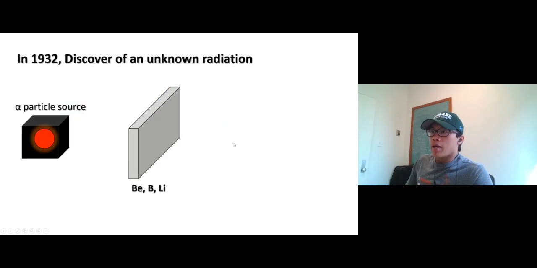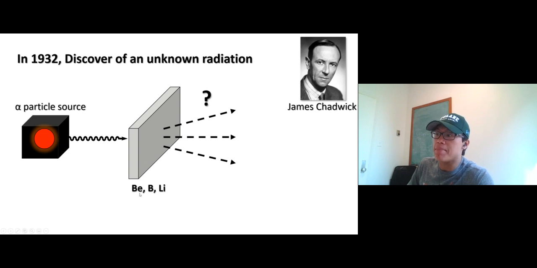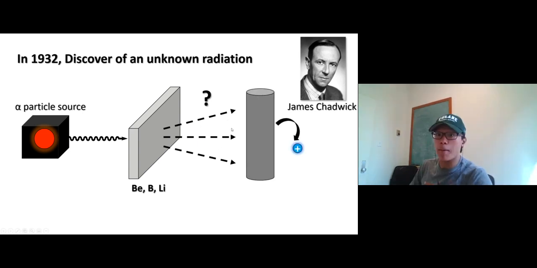Okay, so in 1932, about 20 years after Rutherford did the gold foil experiment, there was a discovery of an unknown radiation. This one was by James Chadwick, a German scientist. He found an unusual particle: if an alpha particle goes through an object made from beryllium, boron, or lithium, there's an unknown radiation coming out, and this radiation can knock protons out of an object.